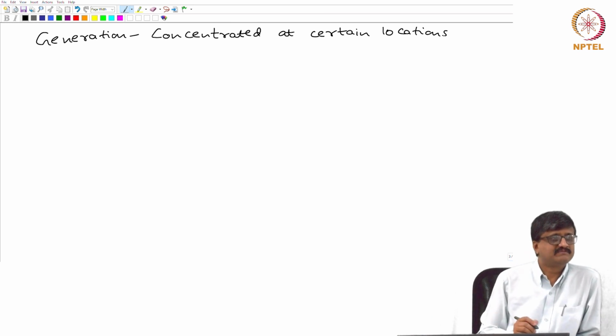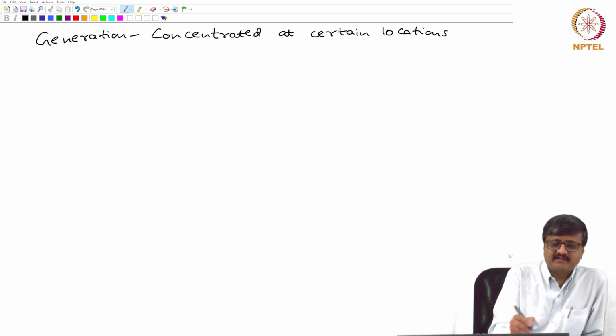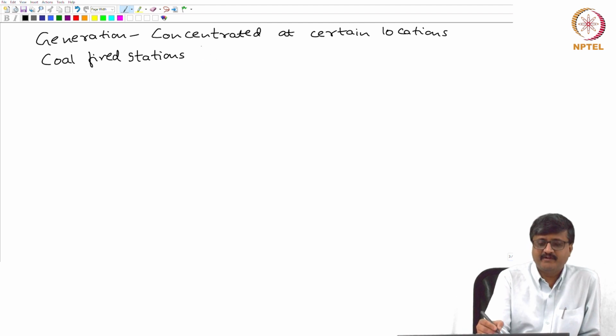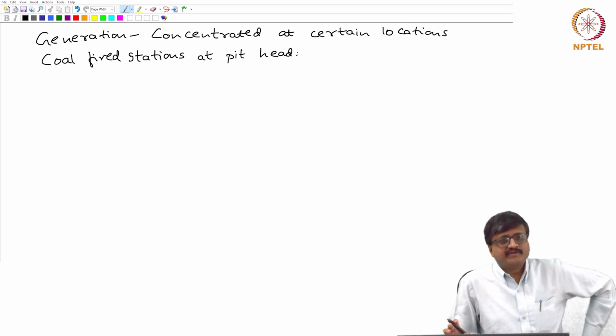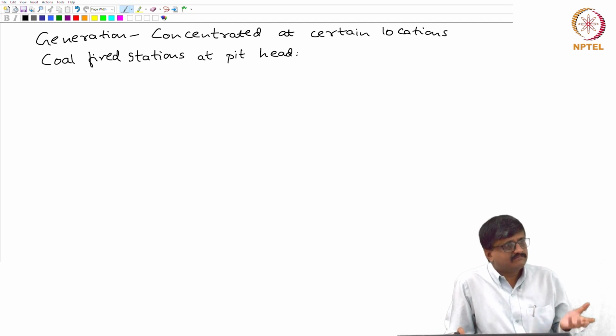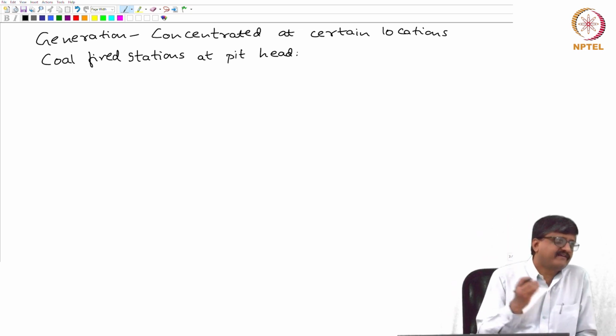Why is it so? Because of the availability of the source. For example, coal-fired stations are located at the pit head only, that is, at the coal mine. The reason is, there are two ways of doing this. Either you can generate power using coal at the coal mine itself and transmit electrical power, or transport coal to the load center and generate power at the load center. Both ways are okay, but one of them may be more economical and more convenient. It so happens that transmitting electrical power is more convenient and economical. That's why we generate power at the coal mine and transmit electrical energy.